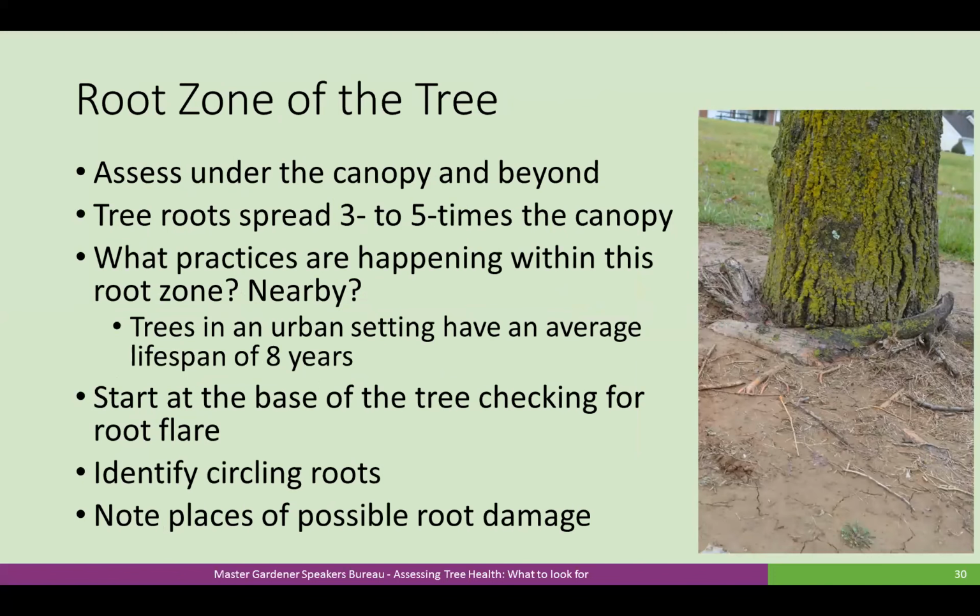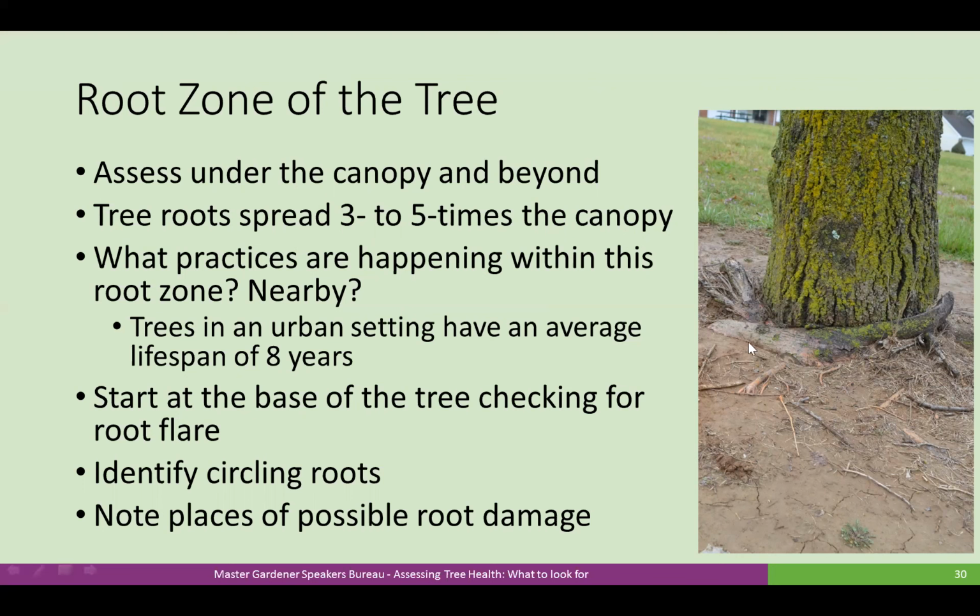The root zone of the tree, as we said earlier, goes beyond the canopy, and the tree roots will spread 3 to 5 times the extent of that circle that the canopy makes. So you need to think about what is going on within that root zone or nearby. Trees in an urban setting have an average lifespan of 8 years, and this is due mostly to the fact that urban areas are not very hospitable to trees, and they die because of poor planting, human error, lack of resources like soil volume. So this tree is not healthy.